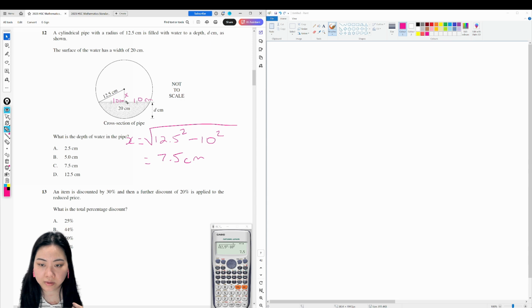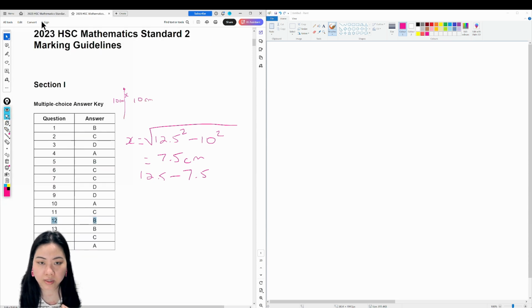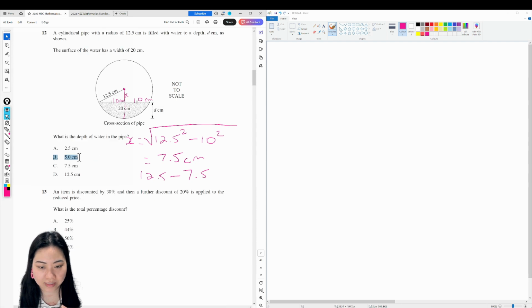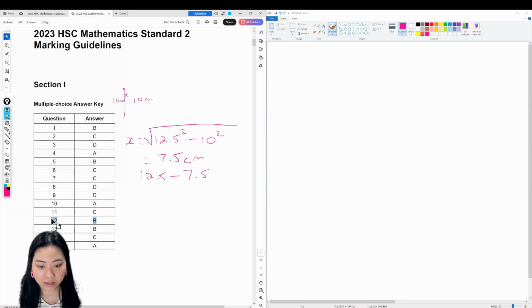Since that is 7.5 centimeters, and from the center of the circle all the way to the circumference we know is the radius, which is 12.5 centimeters, therefore the depth is going to be 12.5 centimeters minus 7.5 centimeters, which will be 5 centimeters. So the answer is, I'm saying, D. Oh, sorry, did I say D? I meant B. Yes, B. The depth is 5 centimeters, which is B, and that is correct.